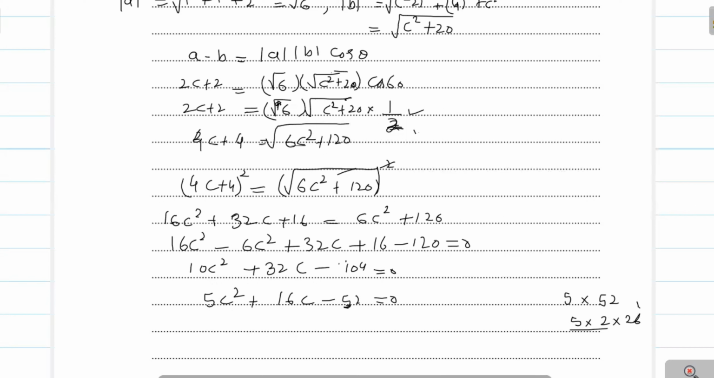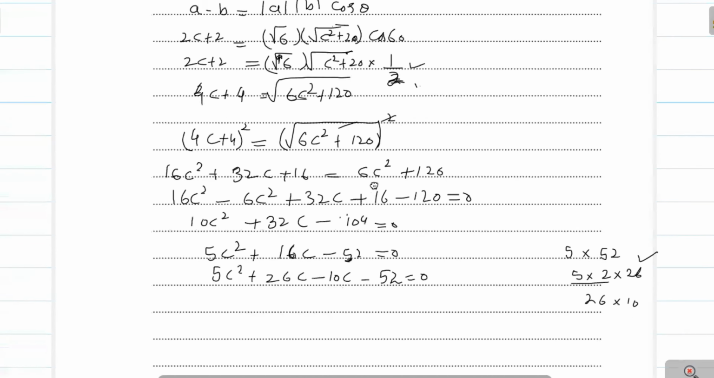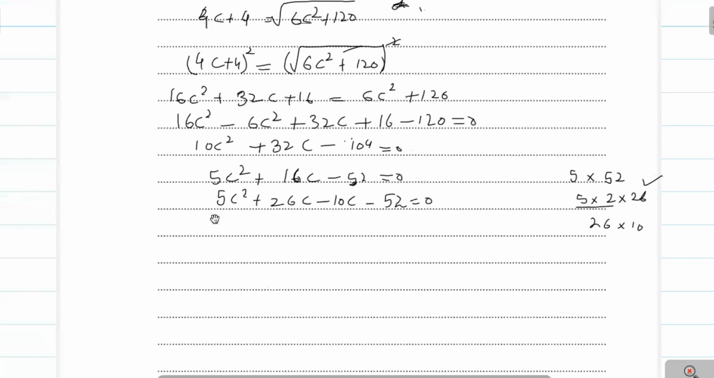Now we take the factor 26 and 10 for midterm breaking. Therefore, we can write 5C square plus 26C minus 10C, and 26C minus 10C is equal to 16C. Therefore, we write this value instead of 16. Now minus 52 is written as it is equal to 0. Now next we simplify, we take the common here.